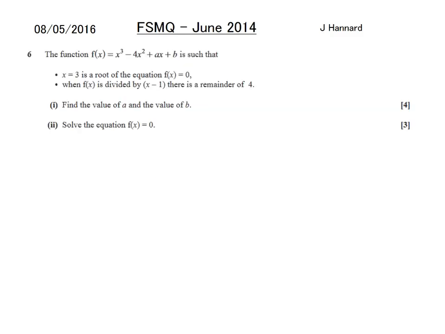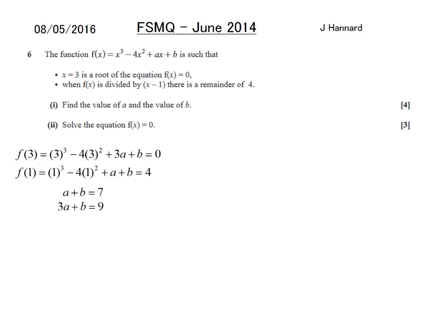Question 6 then, the function f of x equals x cubed minus 4x squared plus ax plus b is such that x equals 3 is a root of the equation f of x equals 0. When f of x is divided by x minus 1, there's a remainder of 4. So stick a 3 through and we know that equals 0. Stick a 1 through and we know it's going to be equal to 4. So a plus b must equal 7. 3a plus b must equal 9.